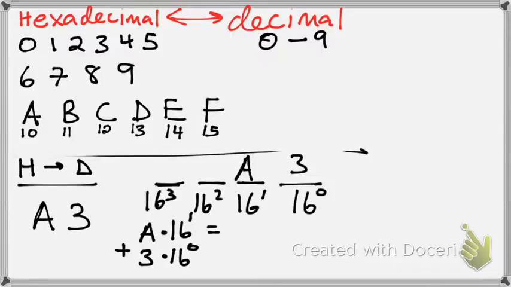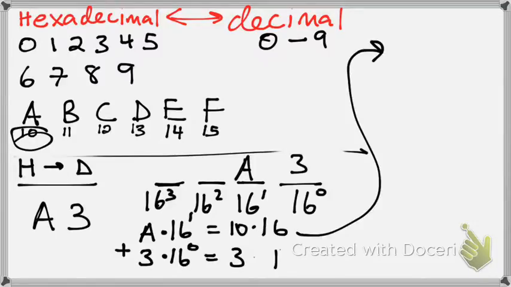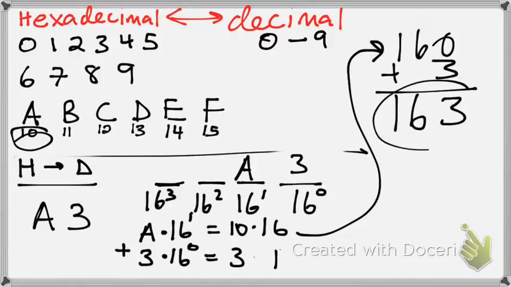So A is really 10. I see that up here. A is really 10. So it's 10 times 16. And 3 times 16 to the 0 is just 3 times 1, which is 3. So I got to add those up. I'm going to do that right up here. So I get 10 times 16, which is 160, plus 3, which is 163.